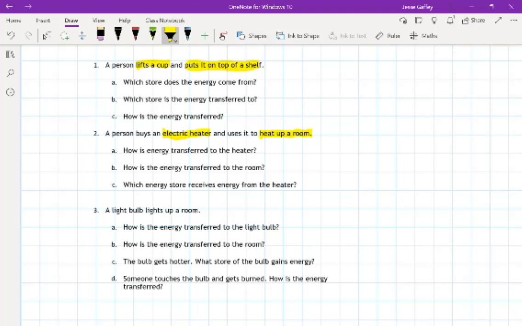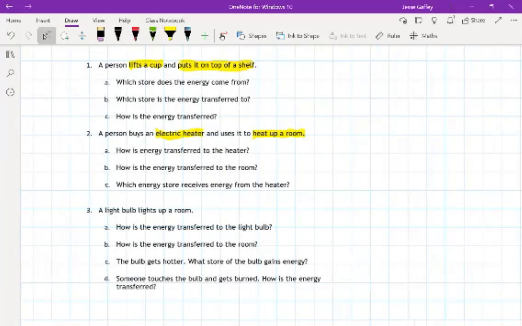The bulb gets hotter. What store of the bulb gains energy? So the bulb's getting hot, so the temperature's gone up. That's going to be the thermal energy store. And someone touches the bulb and gets burned. How is the energy transferred? Someone touches the bulb and it's so hot that it transfers to their hand and burns their hand. What would happen to the temperature of the hand? It would go up. So it's transferred by heating. It has to be heating. It's got to be one of the 4 transfers.